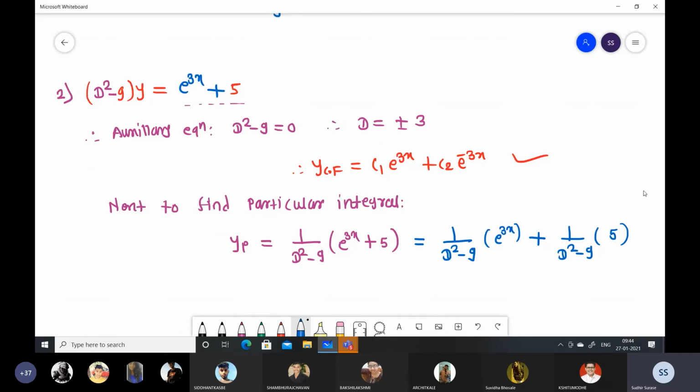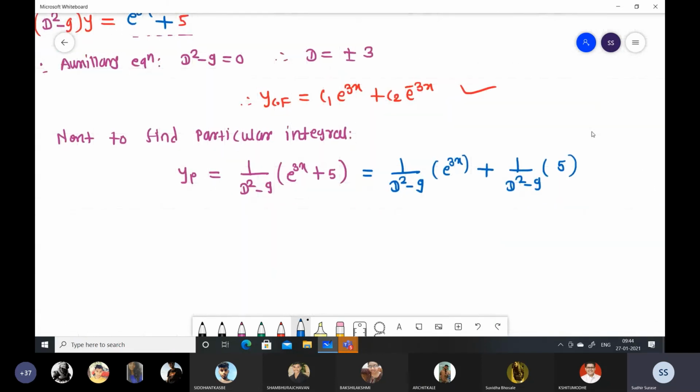And now for the first term, if we replace d by this 3, what will happen? If you replace d by 3, there will be a problem. What is the problem? You will get 1 upon 3 square minus 9 e to the power 3x. But what is 3 square? 9. 9 minus 9, 0. There is a problem. So in this case, what we have to do? As I told you earlier, we have to multiply by x if we are getting 0 at the denominator.